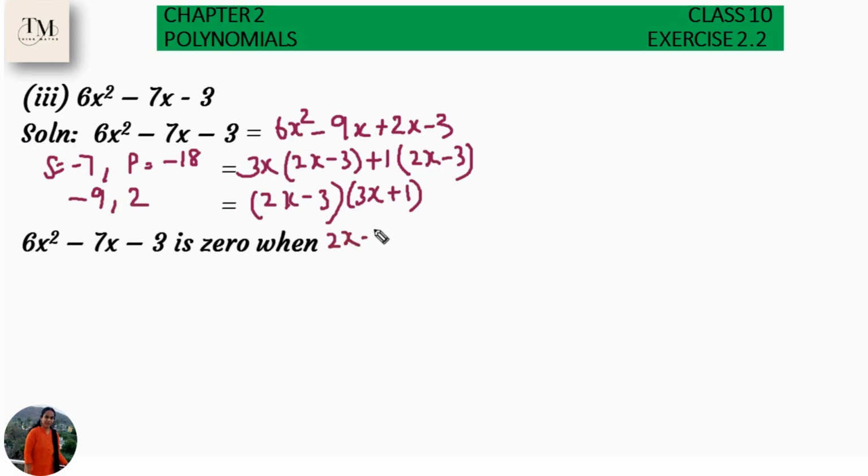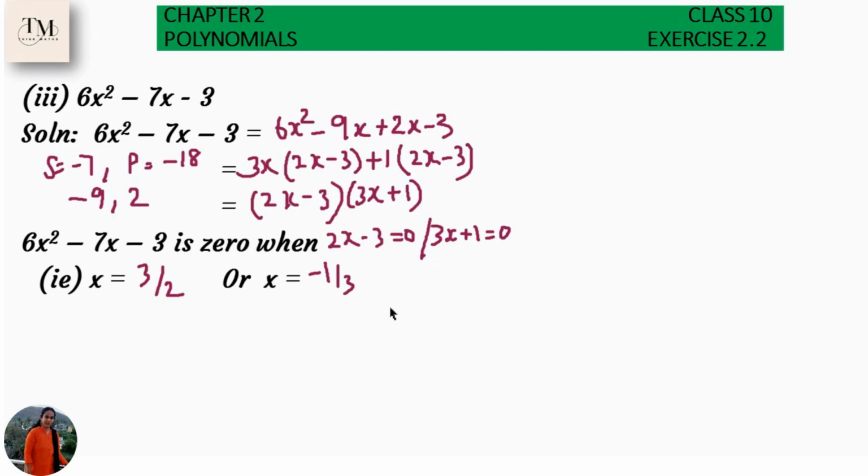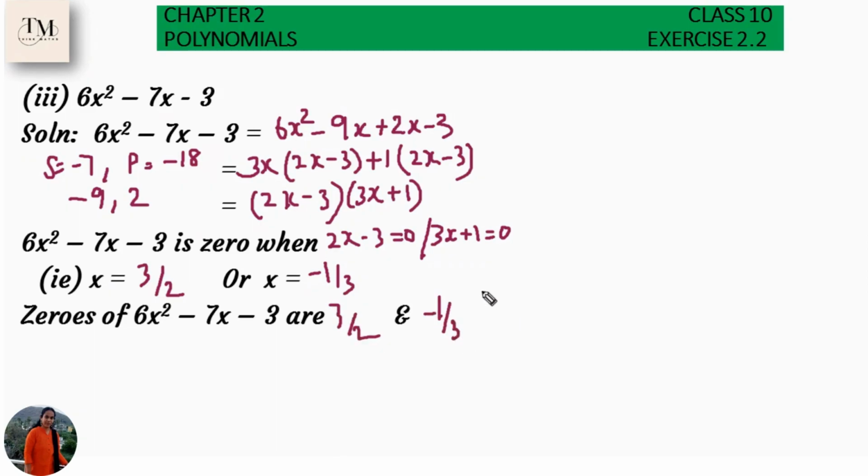2x minus 3 is equal to 0 or 3x plus 1 equal to 0. Then the roots are, when 2x minus 3 is equal to 0, x is equal to 3 by 2. When 3x plus 1 is equal to 0, x is equal to minus 1 by 3. So x is equal to 3 by 2 and minus 1 by 3. So the zeros of the polynomial are 3 by 2 and minus 1 by 3. So we found the zeros.